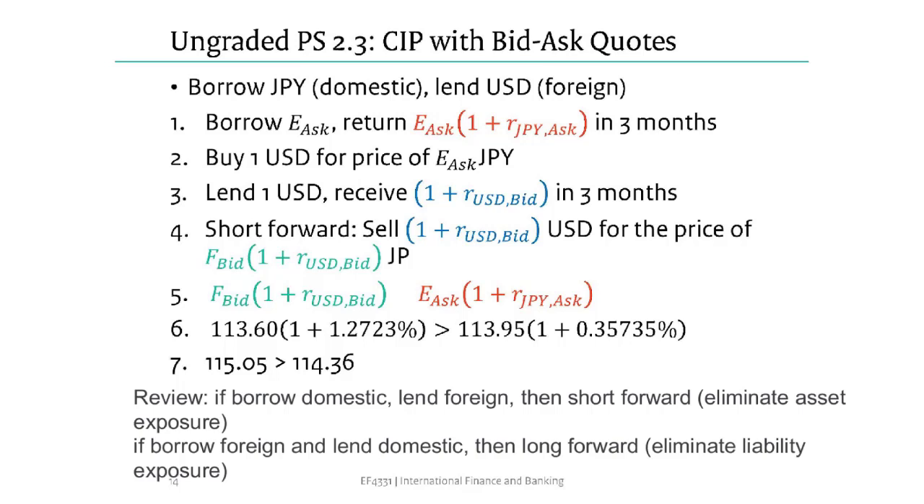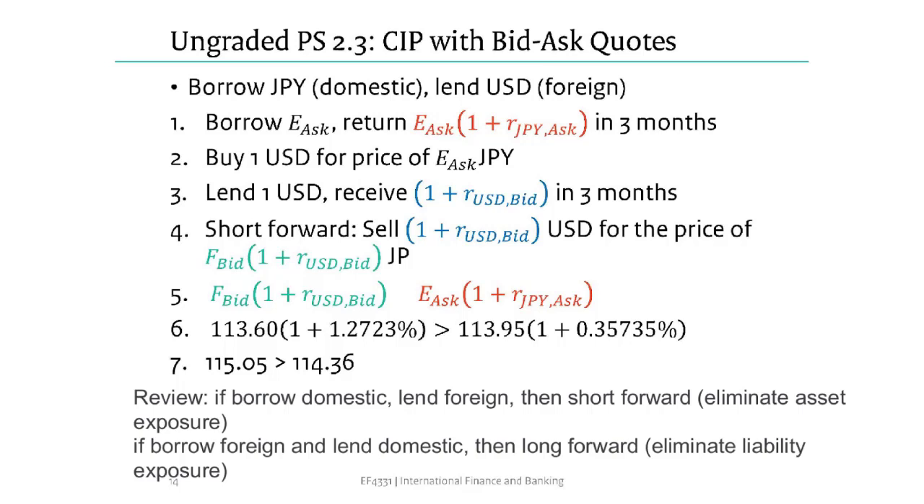But anyways, this is the answer. This is the same answers on the solution. So I'm not going to walk through it unless people want me to. It's the same argument again. So in this case, when you're borrowing domestic and lending out foreign, you have the short forward. If it's the other way, you go long forward. That's the only really big difference.